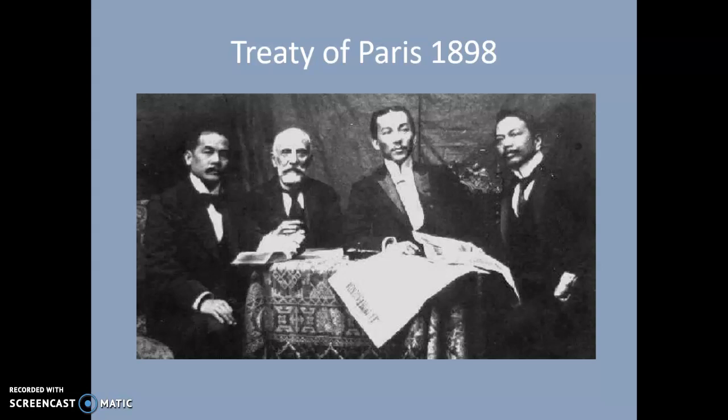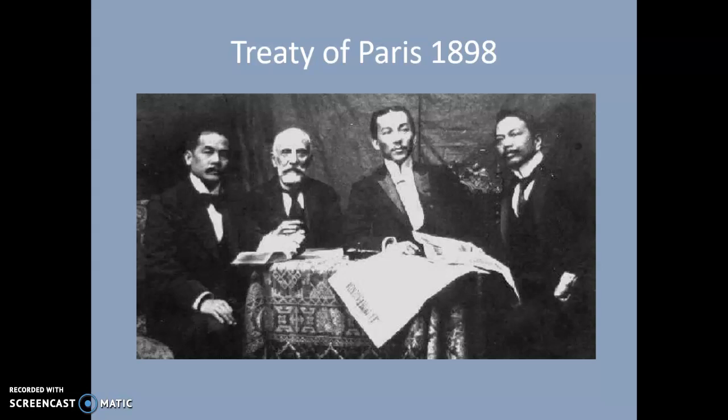Spain cedes. Okay, so cession, think about when Mexico gave us that portion of land in the Southwest, it starts with the C. Spain ceded both Puerto Rico and Guam to the U.S., so we absorbed those two territories that were once Spanish-occupied and now became part of our own and are still territories of the U.S. to this day. And the third big part of the Treaty of Paris, 1898, is that Spain will sell the Philippines to the United States for $20 million.